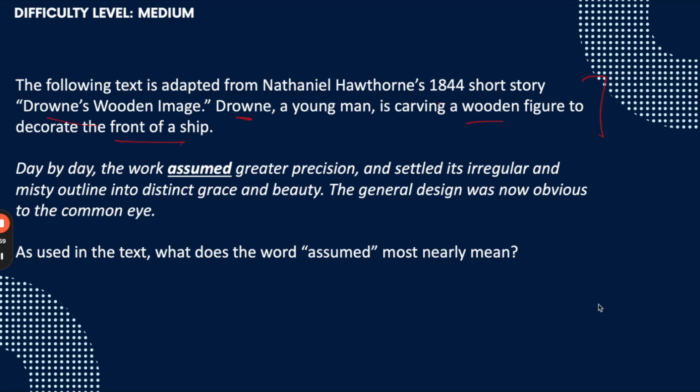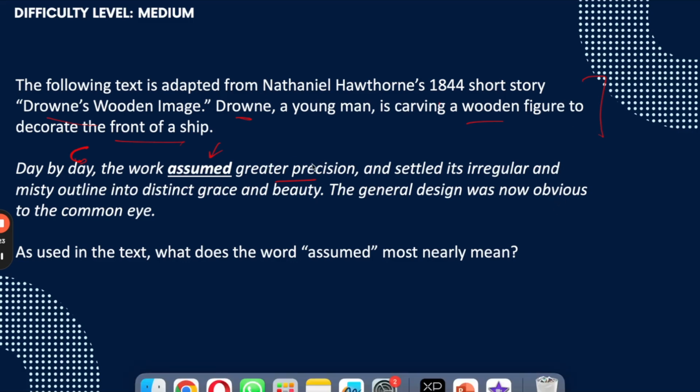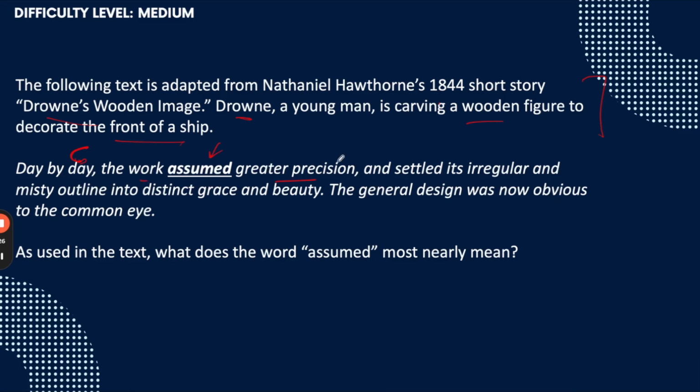Let's go ahead and read the text. Day by day, the work assumed greater precision. So we are talking about the work that he's doing, right? The carving of the wooden figure. And this work is something to do with greater precision and settled its irregular and misty outline into distinct grace and beauty, right? So again, it's simply explaining what this work was like. It required greater precision, settled its irregular and misty outline into distinct grace, so still polishing the work that this person is doing. The general design was now obvious to the common eye.